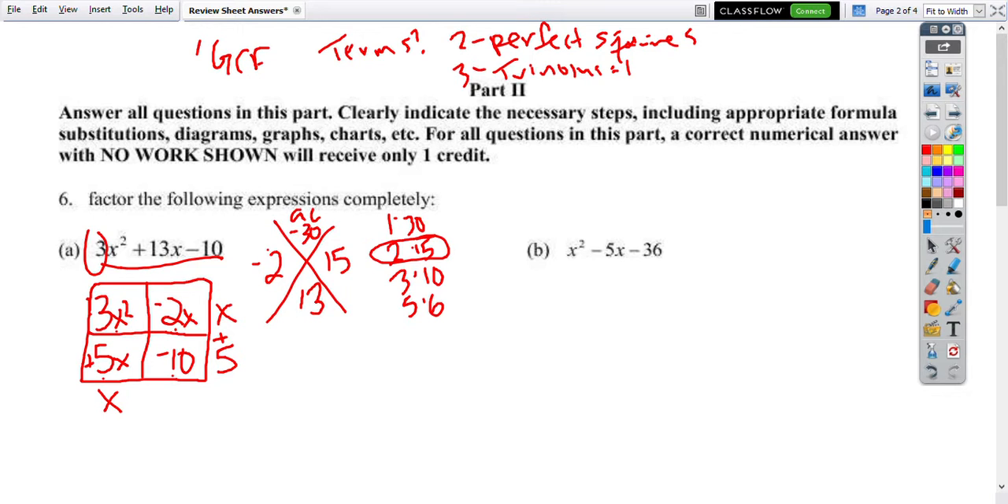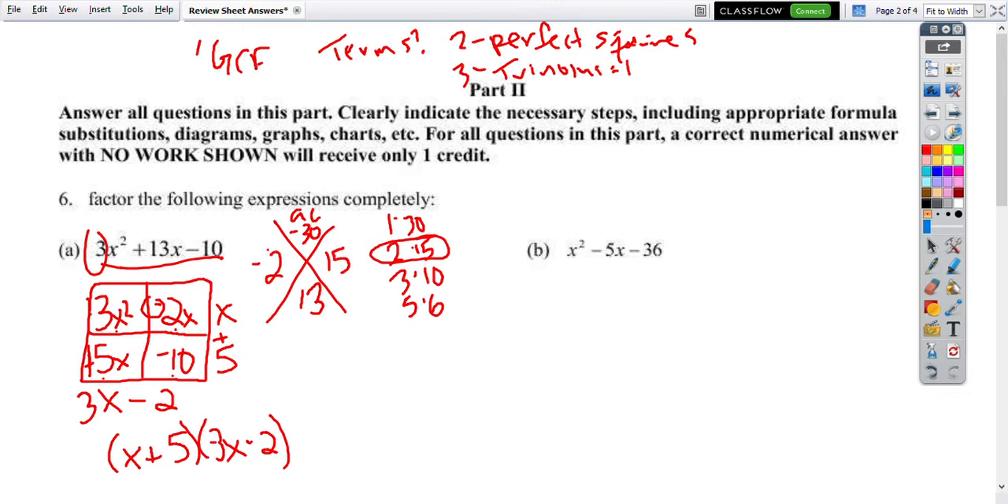Oh, this should be a 15. So they have a 3x in common. There we go. I was wondering why that wasn't working. And then the -2x and the -10, because it starts with a negative, it's a minus, and they have a 2 in common. And so my 2 factors are then x plus 5 times 3x minus 2.